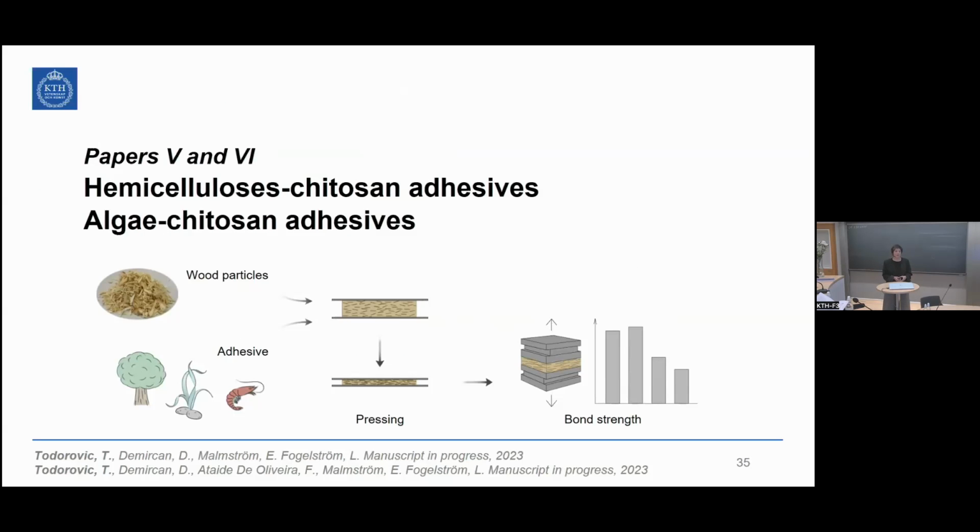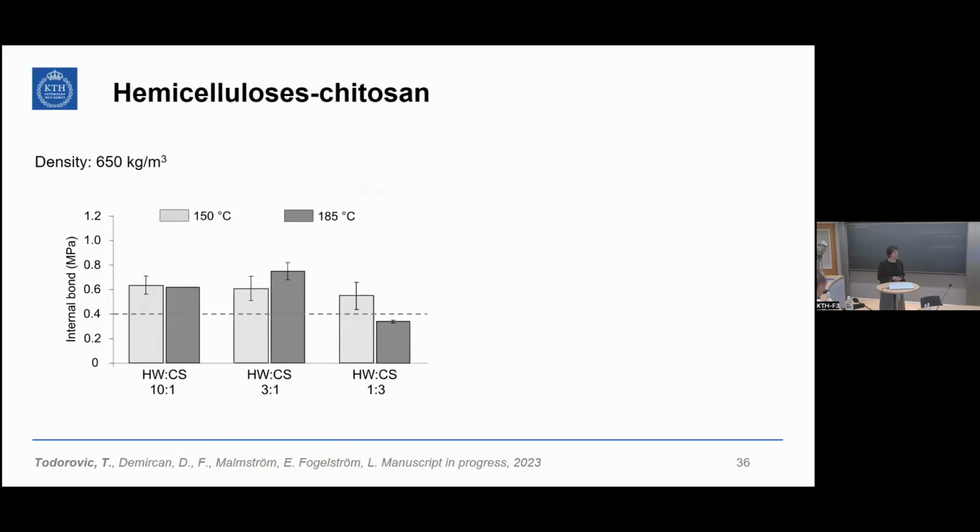And in the final two papers, we used hemicellulose chitosan and algae chitosan adhesives. I will present them together. When we used hemicellulose chitosan adhesives, we again used different ratios of these components, and you can see the different ratios on the x-axis. And we pressed them at different temperatures, 150 and 185 degrees.